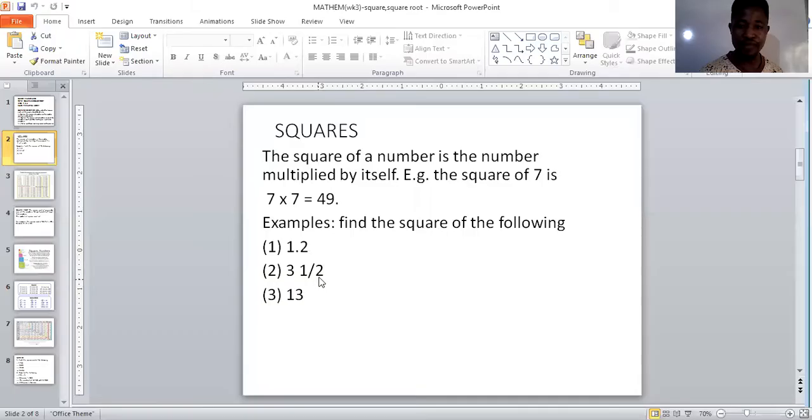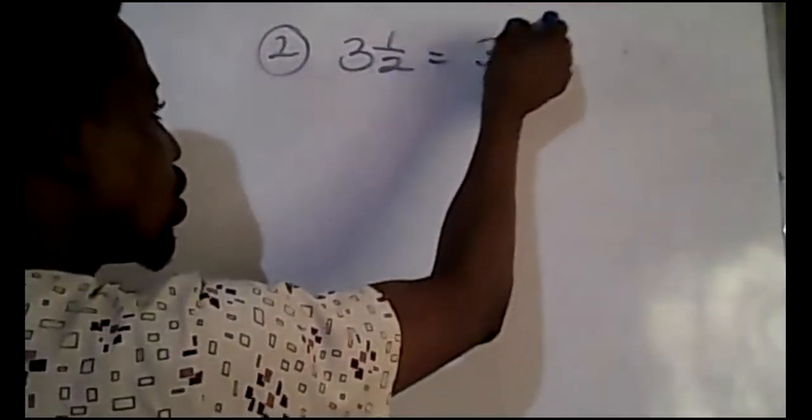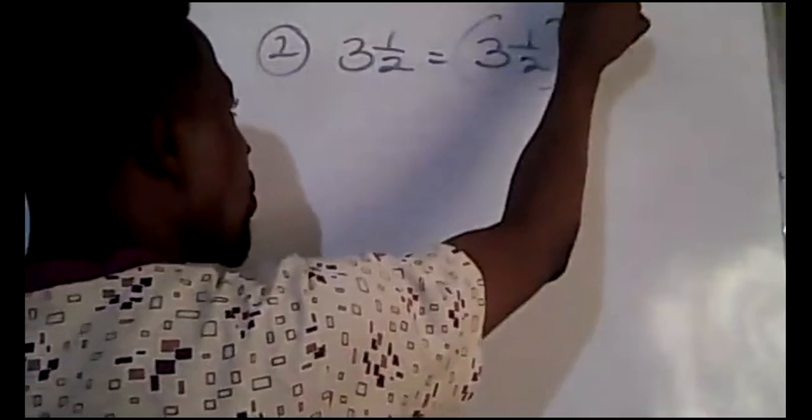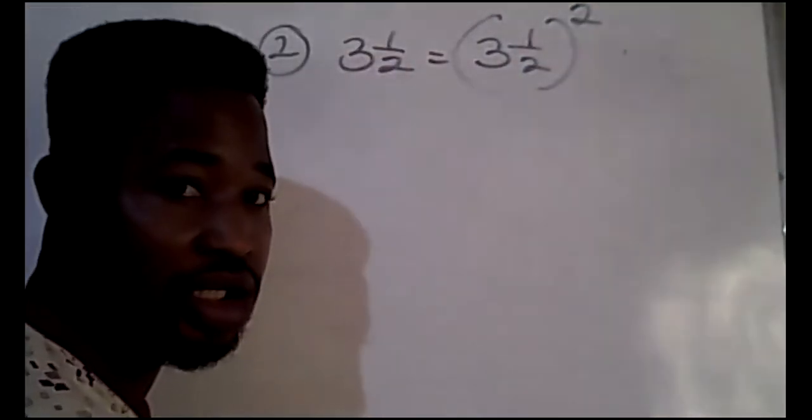Quickly, let's go to example number 2. Let's look at what example number 2 says. Let me quickly share with you, so we can look at it. Example number 2 is the square of 3.5. So we're going to do that quickly here. You want to find the square of 3.5. So what that means is 3.5 raised to power 2. This is called the power. Can you see that? Okay.